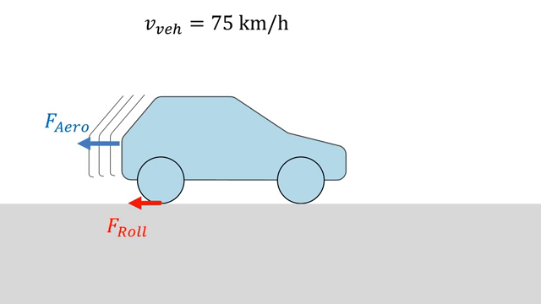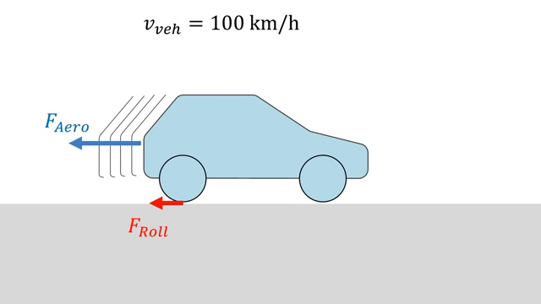When the vehicle speed increases, more air has to pass the vehicle per second, leading to higher aerodynamic drag force. At a speed around 75 km per hour, the aerodynamic force is similar in size to the rolling resistance for a typical car. As the speed increases even further, the aerodynamic force increases more and more quickly.